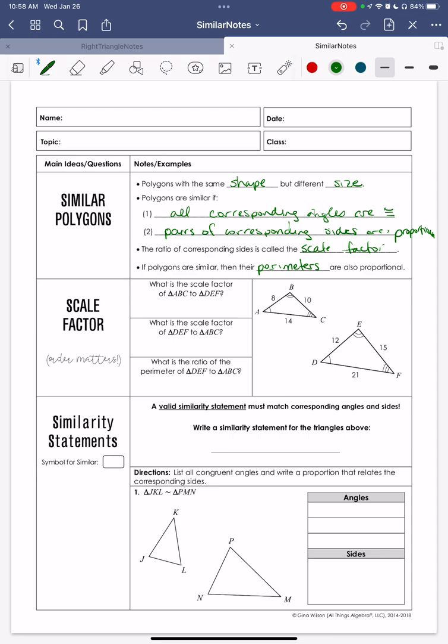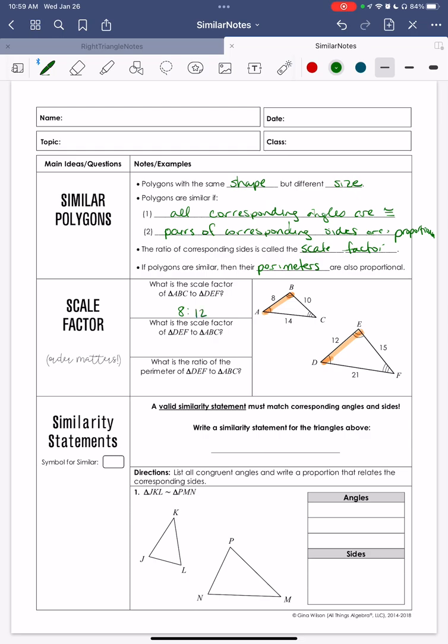Now, it's important that we match up corresponding sides and corresponding angles, just like we did when we were talking about congruence. So I can see that angle A and angle B are congruent respectively to D and E. That means that side AB must be corresponding with side DE. So my scale factor of ABC to triangle DEF is 8 from side AB to 12 from side DE.